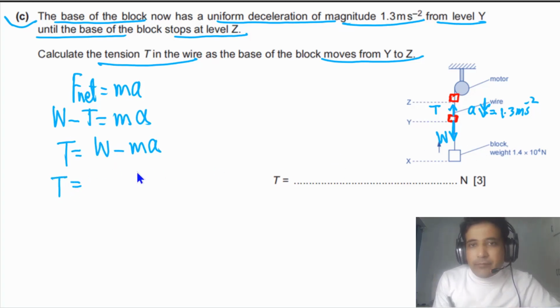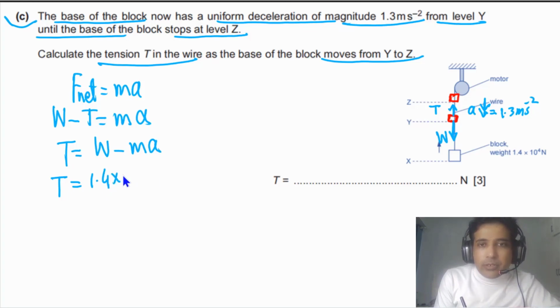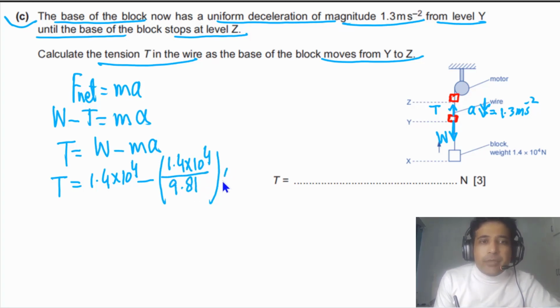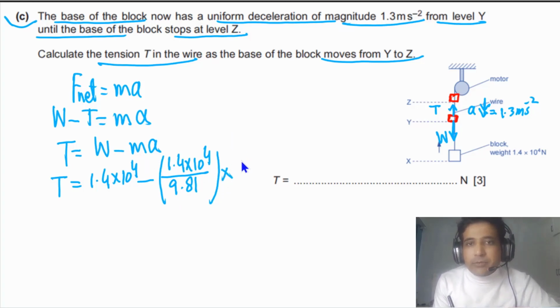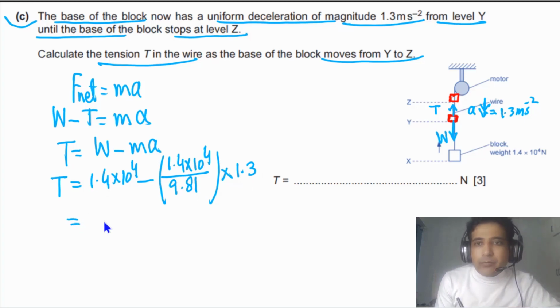W we have, that is equal to 1.4 times 10 to 4. So this is the weight, minus m. We need to calculate the mass of the block. So mass of the block will be equal to weight, 1.4 times 10 to 4, divided by 9.81, multiplied by acceleration. Acceleration we have, that is equal to 1.3. So if we solve this one, we will get our final answer, that will be equal to 1.2 times 10 to 4. And this answer is smaller than W. It means the answer is right. 1.2 times 10 to 4 newtons.